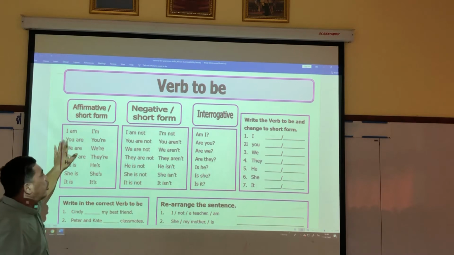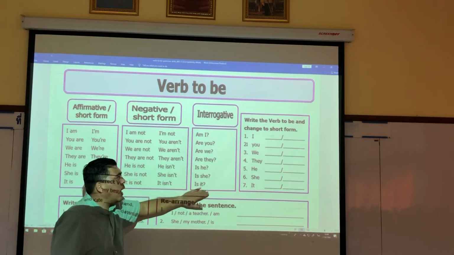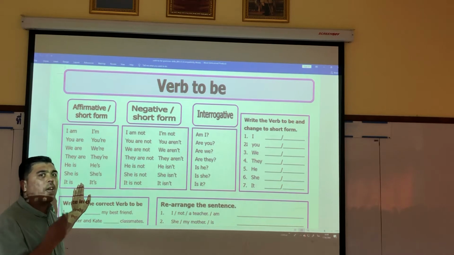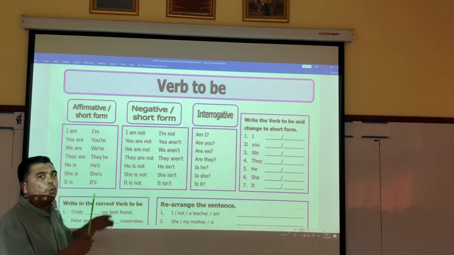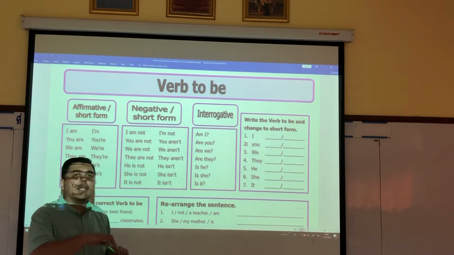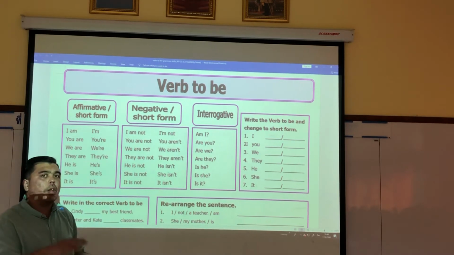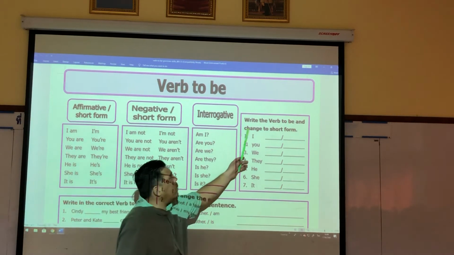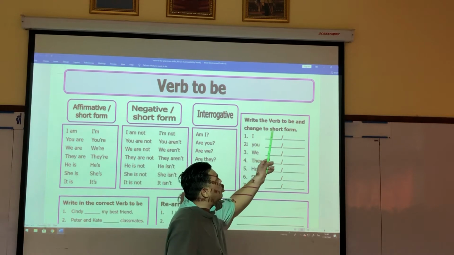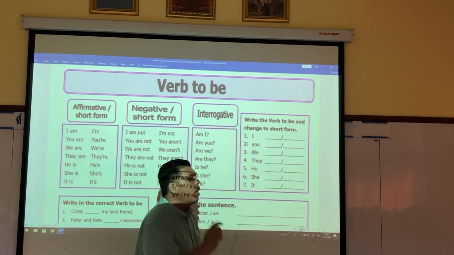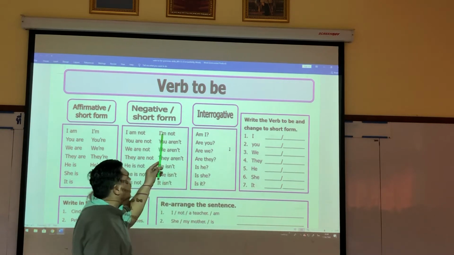So look at the table. Again, you should have done it last week, because this is very, very important when we're using the tenses. The verb to be is very, very important when we are studying the English language. Now, what I want you to do is to write the verb to be and change to short form. Short form is contraction.